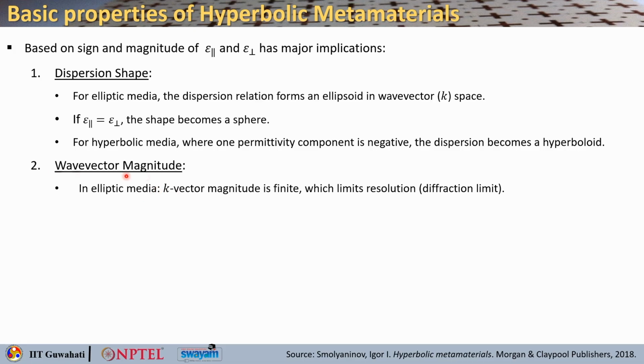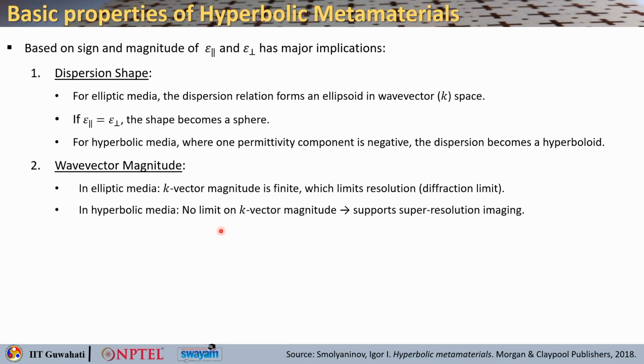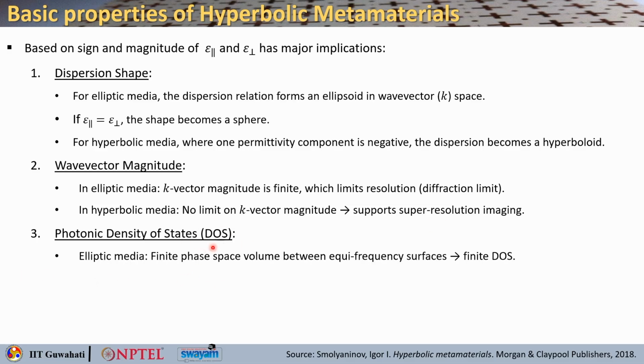Okay. So, what happens to the wave vector? So, in elliptical media you will see that the K vector magnitude is basically finite, which limits the resolution, and that brings that diffraction limit. But in the case of hyperbolic media, because these are hyperbola, there is no limit on the K vector magnitude. That means K can be very large, that means lambda can be very small, that means it can support super resolution imaging.